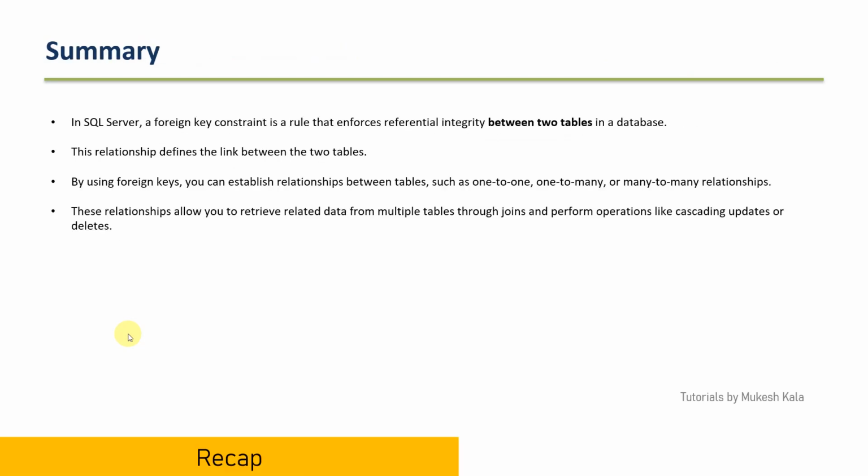Let's quickly summarize. Today we have seen that we have something called a foreign key constraint that allows us to have referential integrity between two tables, right? This relationship defines the link between the two tables. The foreign key allows you to have records which can have one-to-one, one-to-many, many-to-many relationships, right? And whenever you have a foreign key, it makes sure that you do not have orphan records. It is easy to retrieve the data. You have the cascading updates and deletes as well, right? So this is all we have covered, and I hope now you have got a clear understanding of the foreign key.